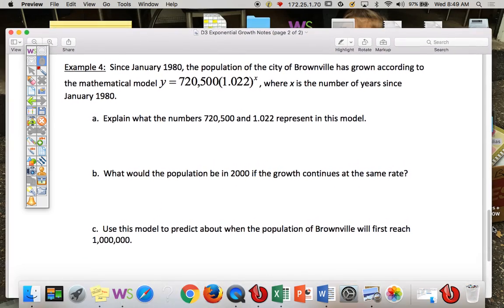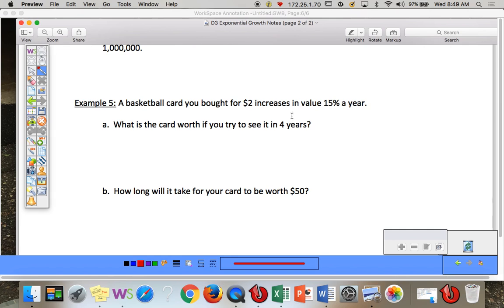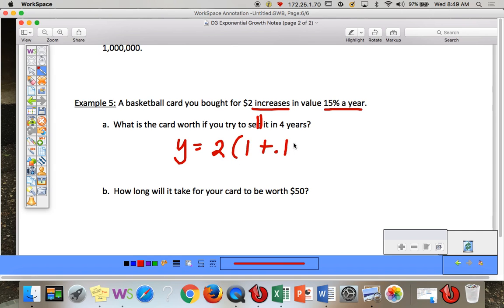All right, last example. A basketball card you bought for $2 increases in value 15% a year. What will the card be worth if you try to sell it in 4 years? Okay, so for this, we start with $2. It increases, so it takes 100% of the value of the year before, and we add 15% to that, so plus 0.15.